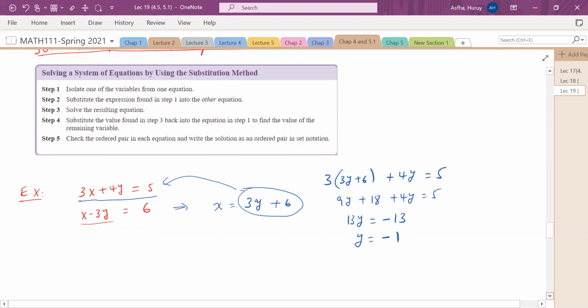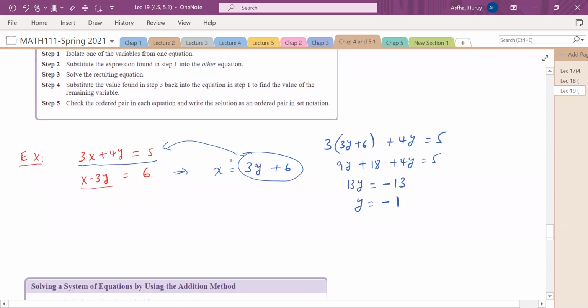Okay? And how about x? Well, x is given by 3y plus 6. So we know the value of y, and I will substitute this one in here. So x is 3 times negative 1 plus 6, and that's negative 3 plus 6, which is positive 3. Okay? Therefore, the ordered pair is (3, -1).